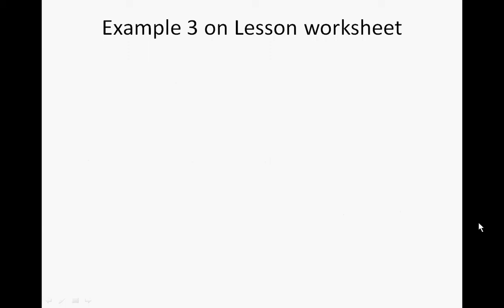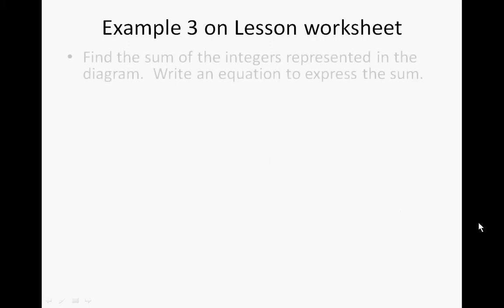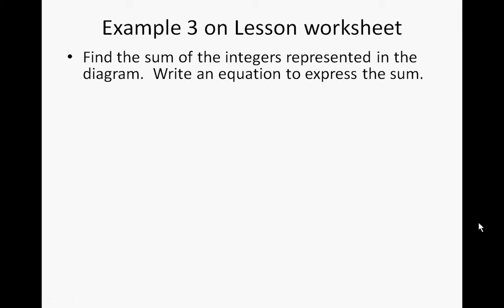All right, so example 3 on your worksheet. Let's go ahead and do that together. It asks to find the sum of the integers represented in the diagram and write an equation to express the sum. So you have an arrow pointing to the right 5, then an arrow pointing to the left -2, and then another arrow pointing to the right 3. So how would you write that? Well, it'd be 5 plus -2 plus 3, and your stopping point is at 6.